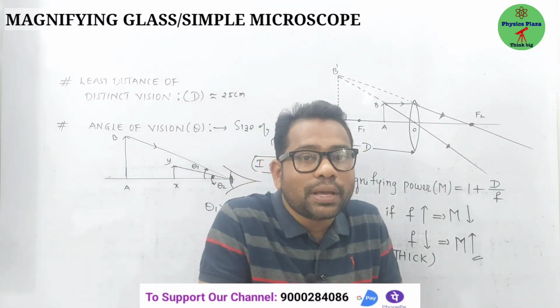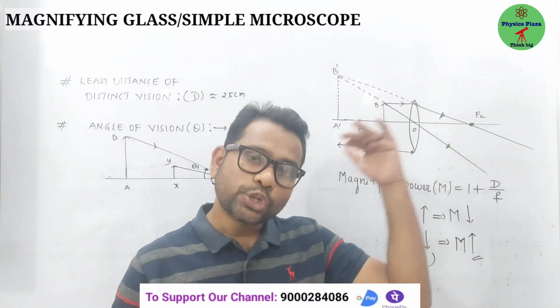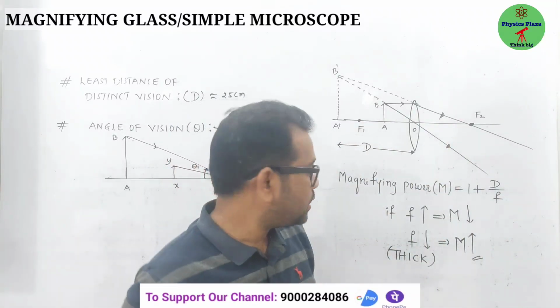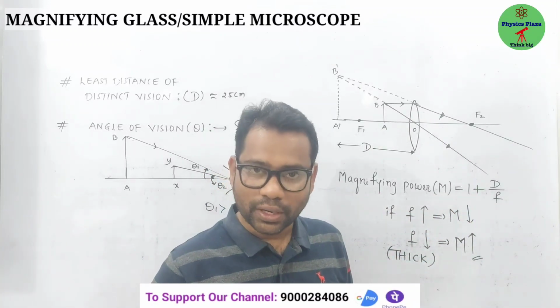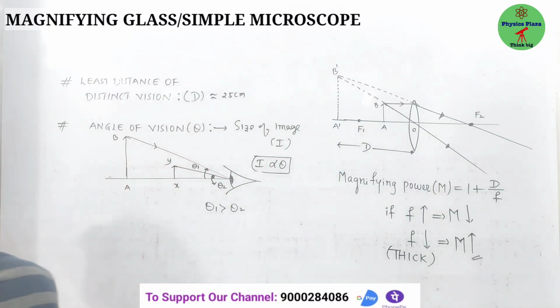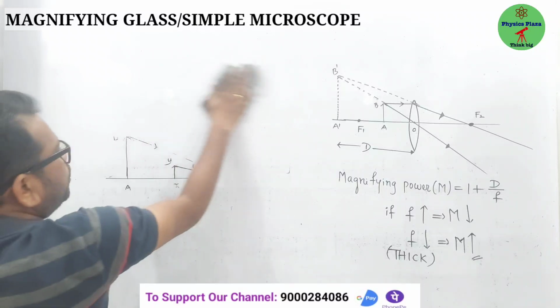How can we increase the magnifying power of a simple microscope? By using the convex lens with a short focal length, we can increase the magnifying power. Okay, now? Fine, children. And here, how to calculate the focal length of a given convex lens?